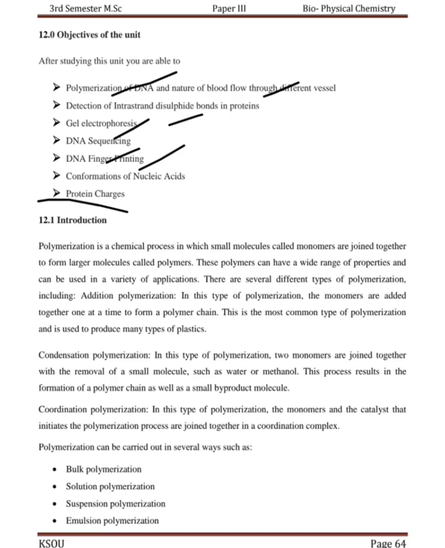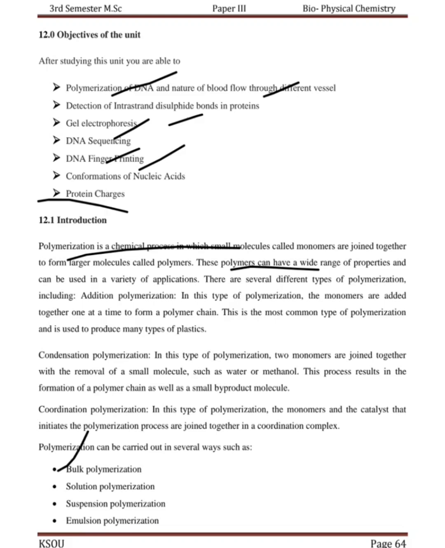So first, basically, what is polymerization? Polymerization is a chemical process in which small molecules called monomers are joined together to form large molecules. Formation of large molecules is called polymerization. So small molecules linked in large quantity, that is known as polymerization. It is generally used to produce a wide range of materials.